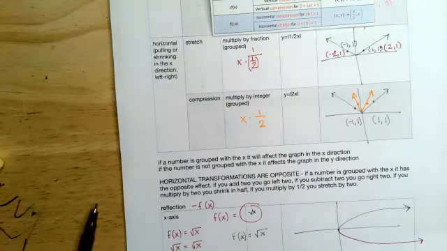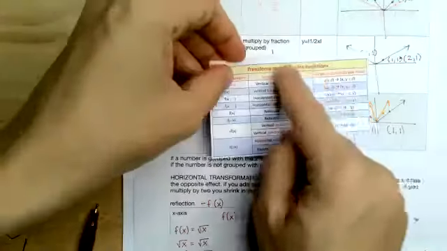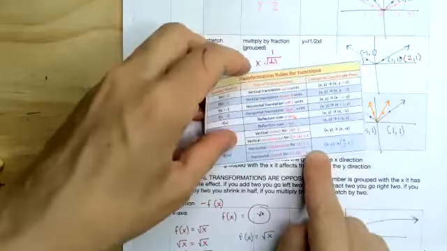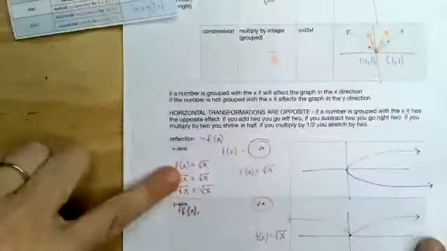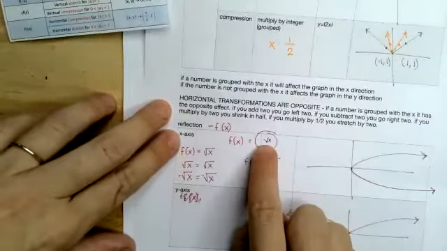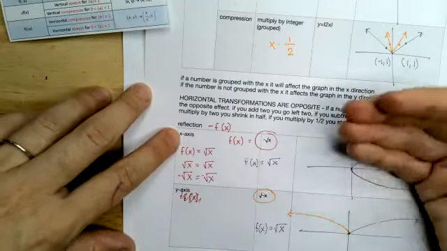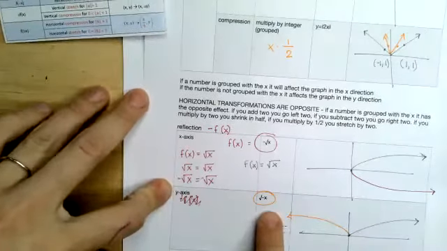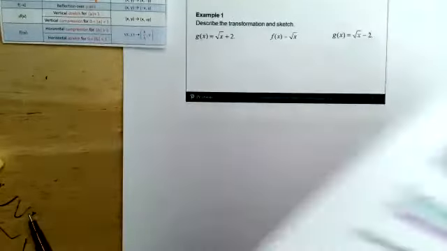And I know that took a lot of time. That's what we're working with. Here's a cheat sheet for it. Reflections. If it's outside the grouping symbols, reflected over the x. If it's inside the grouping symbols, reflected over the y.